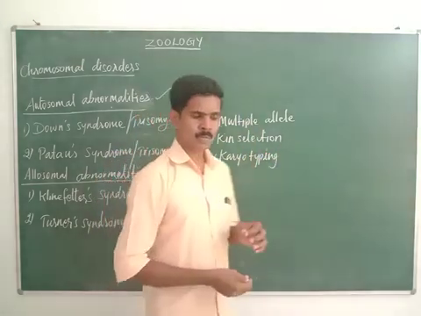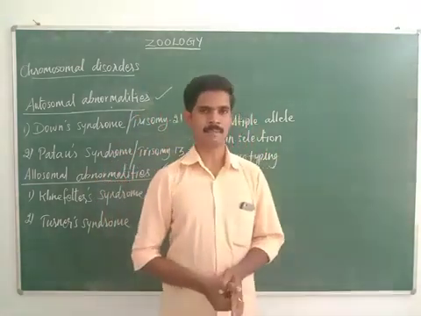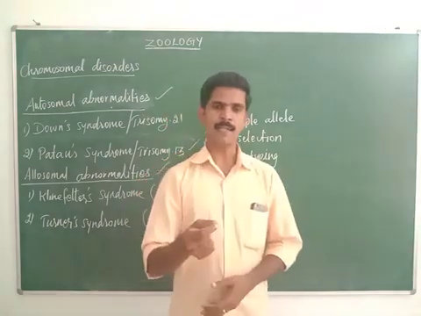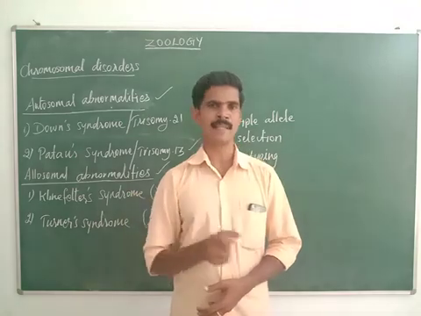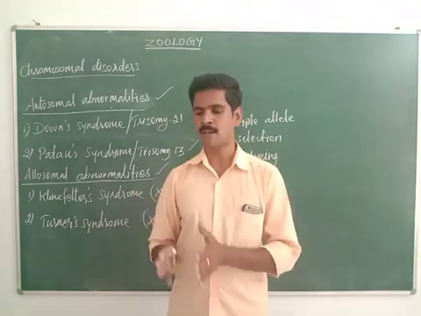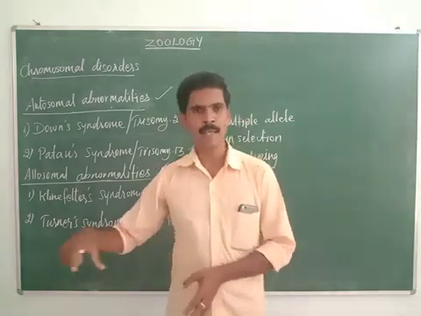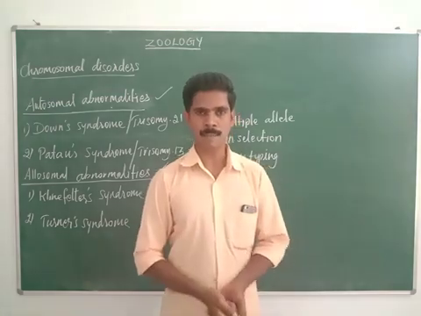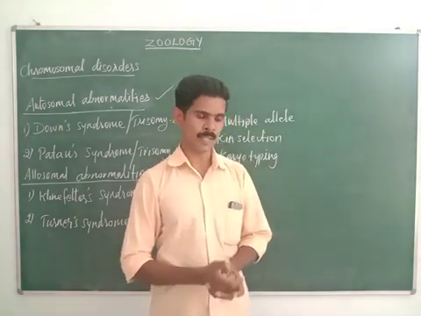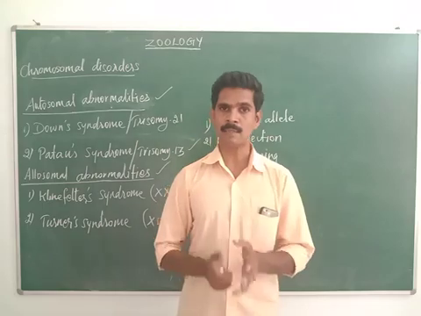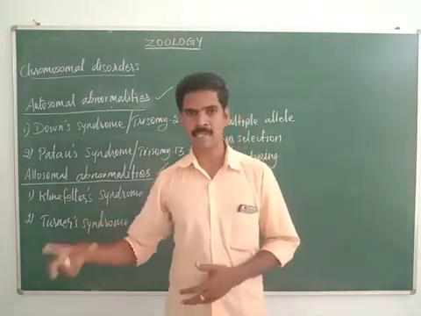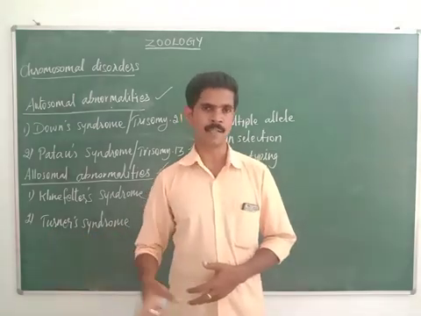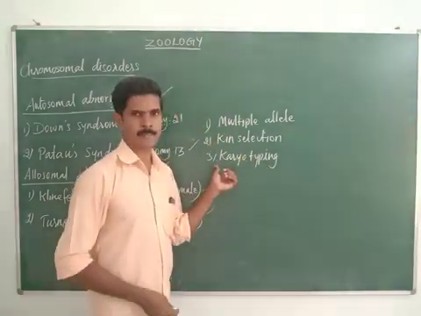Karyotyping. Karyotyping is a technique with the help of which we can separate all the 46 chromosomes from a cell and arrange all these 46 chromosomes in a graph. So karyotyping is a technique in which the complete set of chromosomes is separated and arranged in a graph. This technique is called karyotyping.